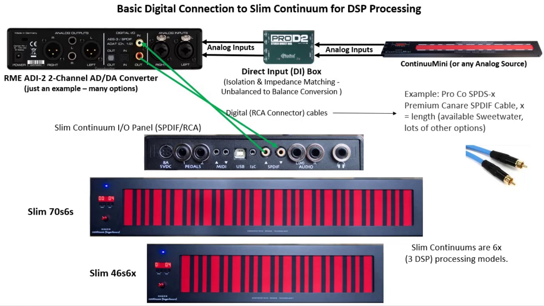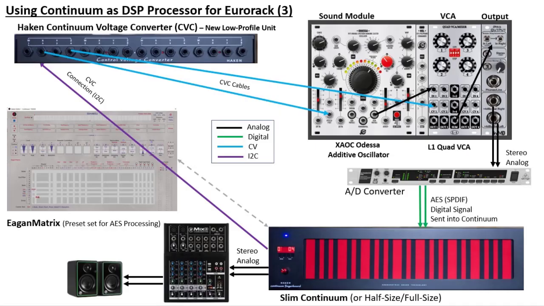And once I get that signal into my A to D converter, I will then connect it up to my Continuum, and in this case I have the newer Slim Continuum that takes the SPDIF RCA inputs. If you needed to connect up to XLR, you'd have to use one of those conversion boxes. But we want to talk about using Eurorack to get that into our Continuum.